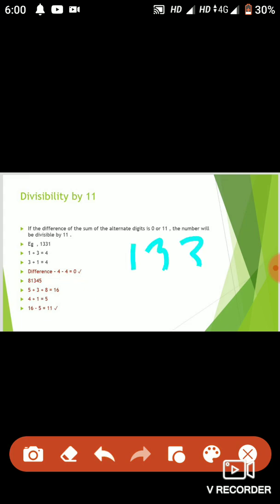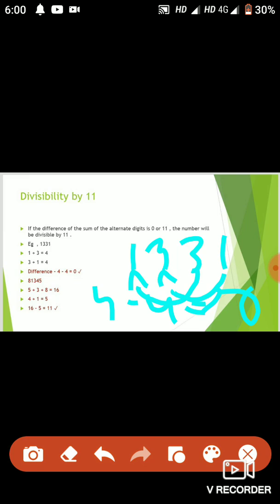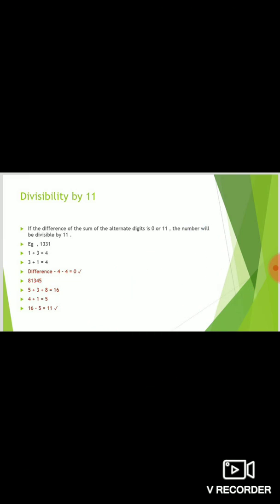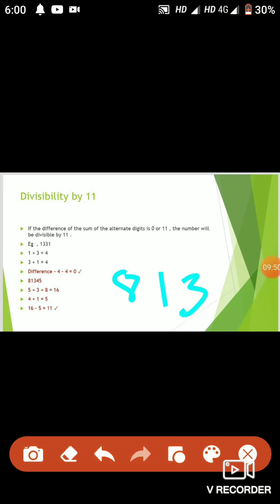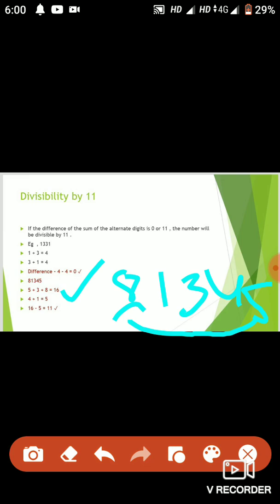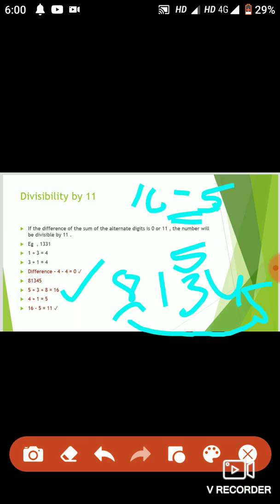So 1, 3, 3, 1. Sum of the alternate digits, 1 plus 3, 4, 3 plus 1, 4. So 4 minus 4 will give me 0. That means number 1331 is divisible by 11. In example 2, similarly, 81,345. The sum of this set of alternate digits, 5 plus 3 plus 8, is giving me the sum as 16. The second set of alternate digits is giving me the sum as 5. So when I subtract 16 minus 5, I am getting 11. That means the number 81,345 is divisible by 11.